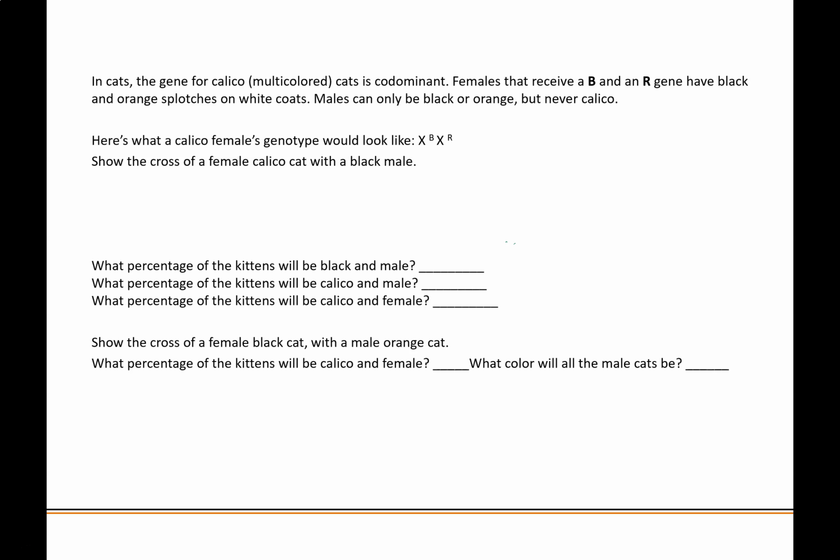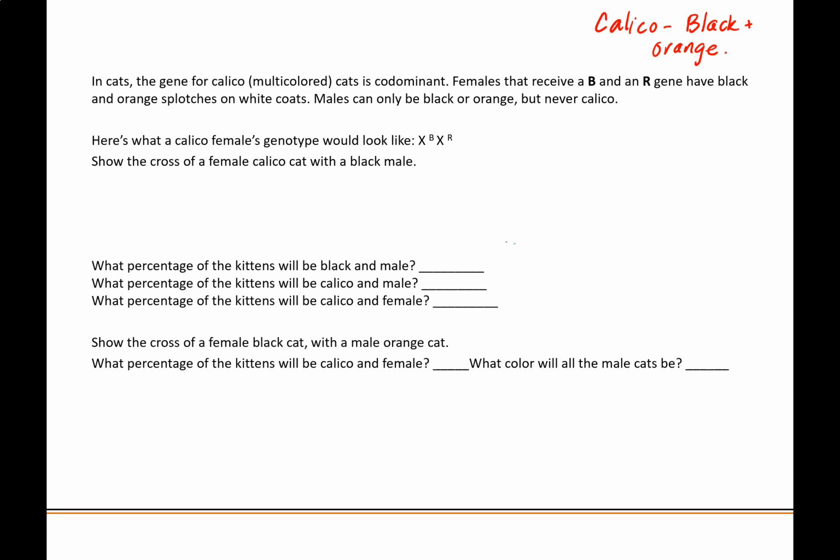All right, so females can receive a B or an R gene. Now, this means that they either produce black or orange splotches. The calico-colored cats are the ones that are showing black and orange. And so if they receive both alleles, the B and the R, they're going to produce both colors. Otherwise, they are black or orange. So, because males only get one copy of the color gene, they are either black or orange. They can never be calico cats.